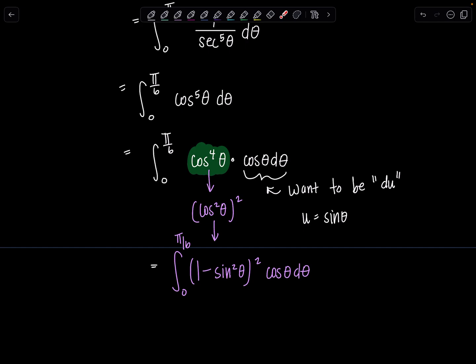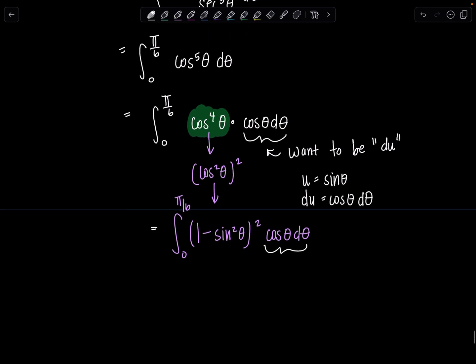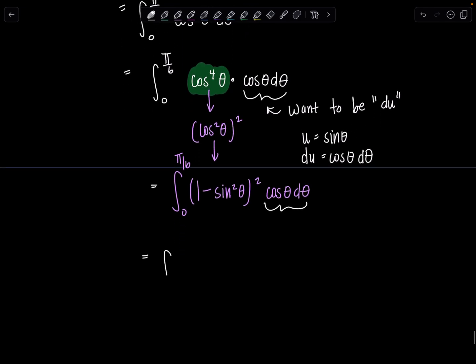Okay, so here we go. If u is sine theta, then yes, du will be cosine theta d theta. Perfect, which I have right there. So then we're going to have integral 1 minus u squared squared du. And you know what we need to do immediately. Yes, do not delay. We're going to change these limits of integration.